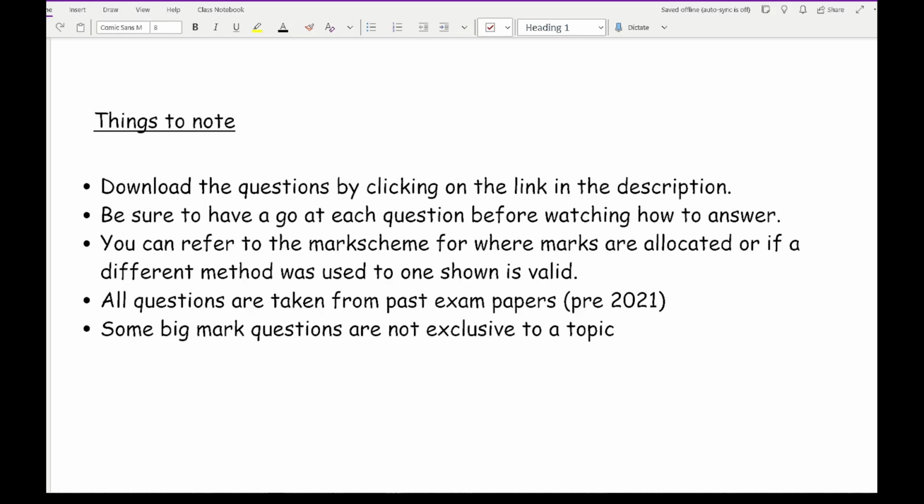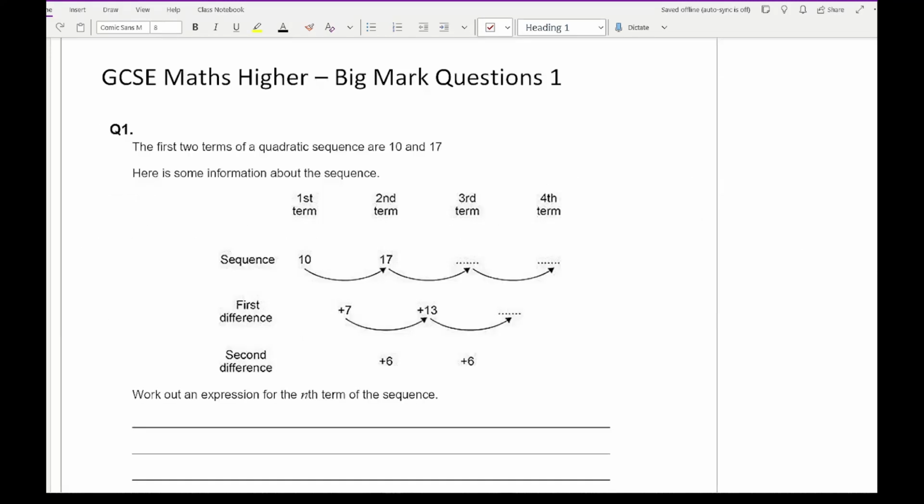Also, all questions are taken from past exam papers, so you may have seen these questions before, or they may be repeated if you work through some future past papers in your revision. And it's also worth noting that with big mark questions, they are not always exclusive to a topic. So be aware that big mark questions aren't just going to involve one topic, they could involve other topics that are on your revision schedule.